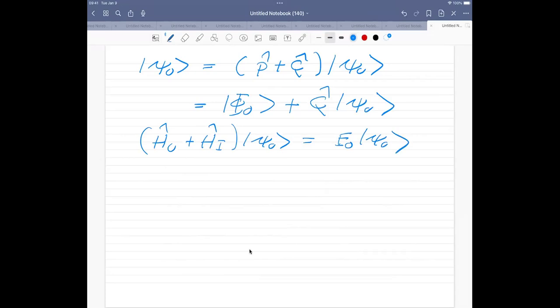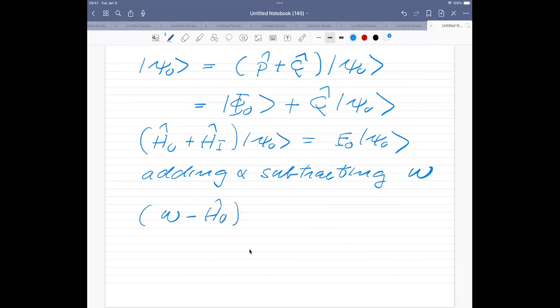What I'm going to do now is just to introduce a dummy parameter, which I will subtract and add. So I'm just adding 0. So I'm going to rewrite this equation by shuffling H0 to one side and E0 to the other side, plus adding and subtracting a constant which I'm just going to call omega. I just leave it unspecified. Then I can rewrite my equation as omega minus this H0 multiplied with psi 0, which is then equal to omega minus E0, which is the exact energy for the ground state, plus this H interaction. So I'm going to isolate the interaction term.